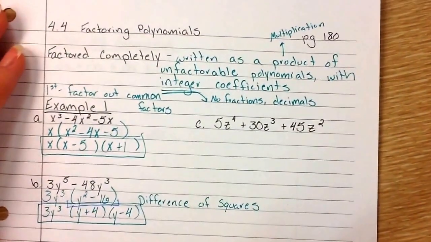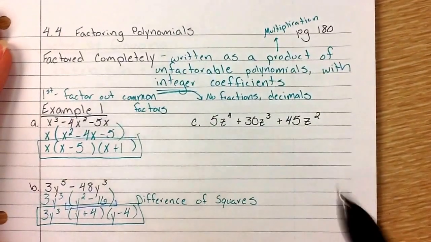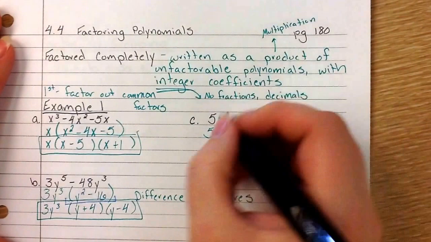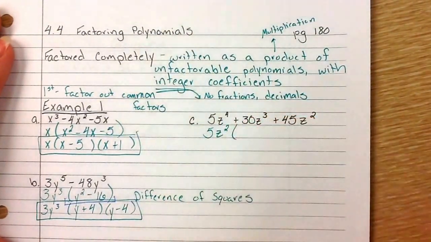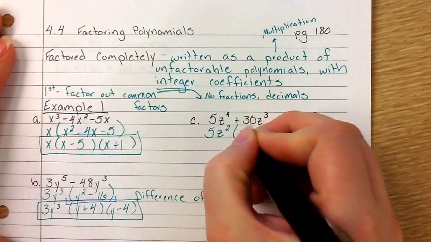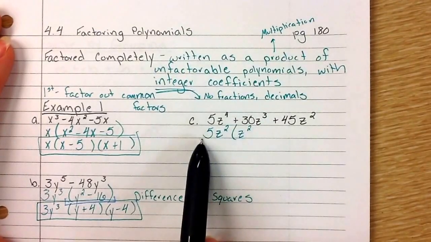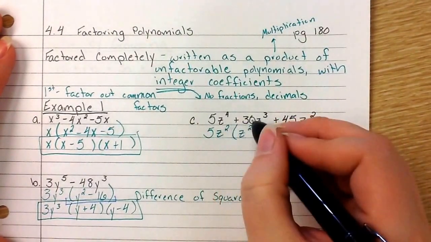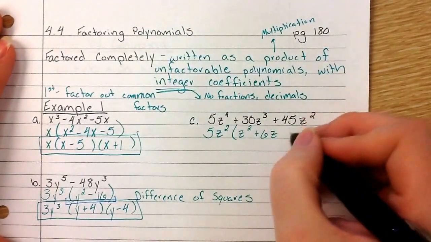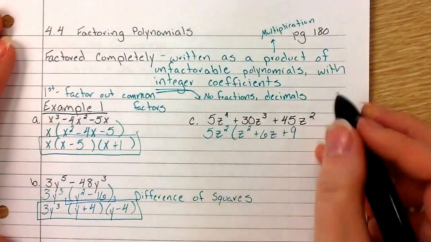Okay, next, C. Again, look for common factors. Look at my coefficients. 5, 30, 45. Well, a 5 comes out of all of them. And then z to the 4th, z to the 3rd, z to the 2nd, so I can take out 2 z's, the z to the 2nd. So then if I take out a 5z to the 2nd from this, I'm going to have a z to the 2nd left. When I take out a 30z to the third from that, and I take a 5z to the second out, I'd have plus 5 times 6 is 30, and then I'll have 1 z left, plus, and then 5 times 9 is 45, and both my z's are gone.